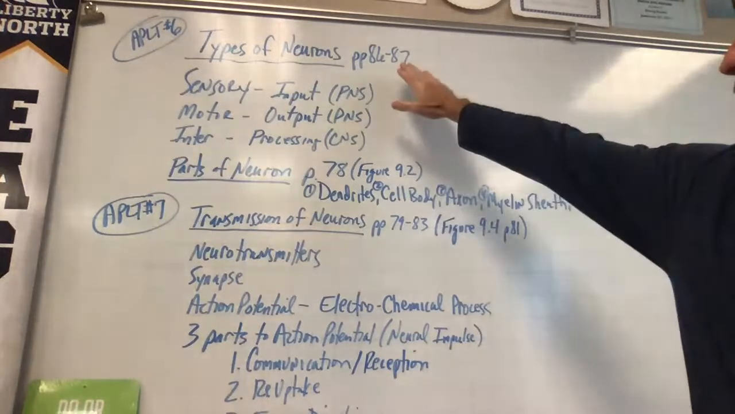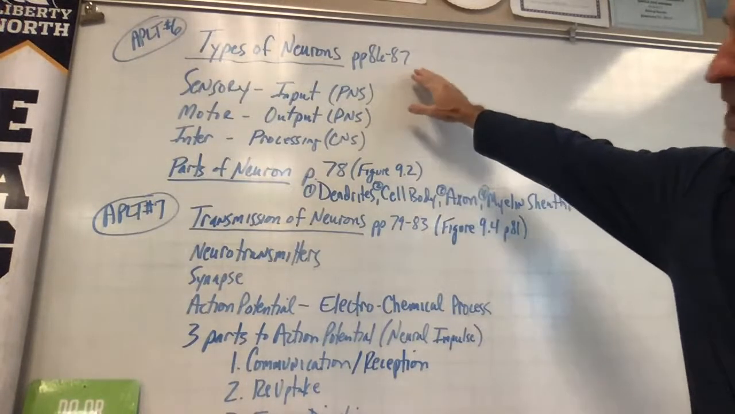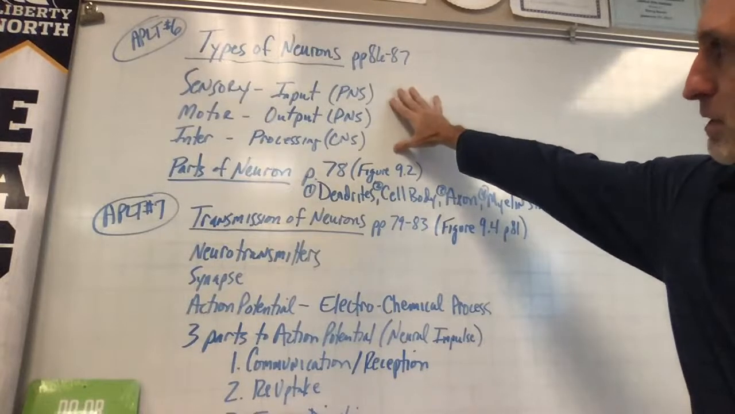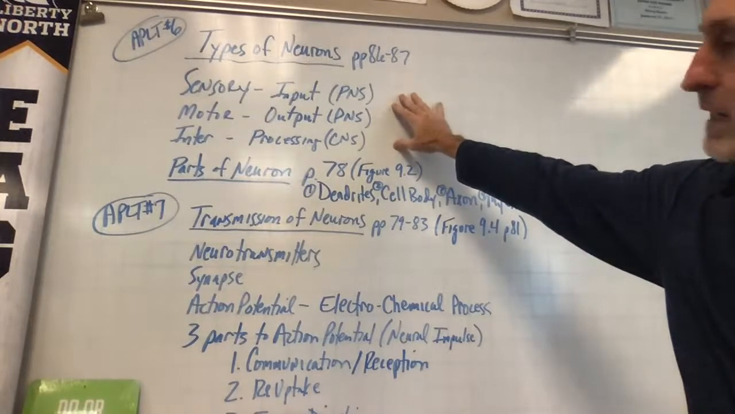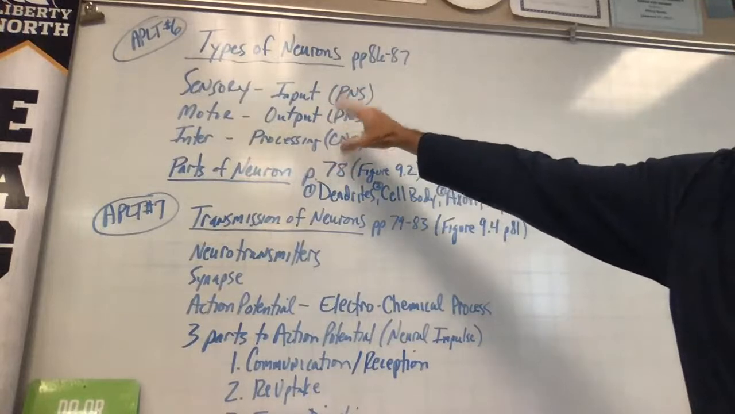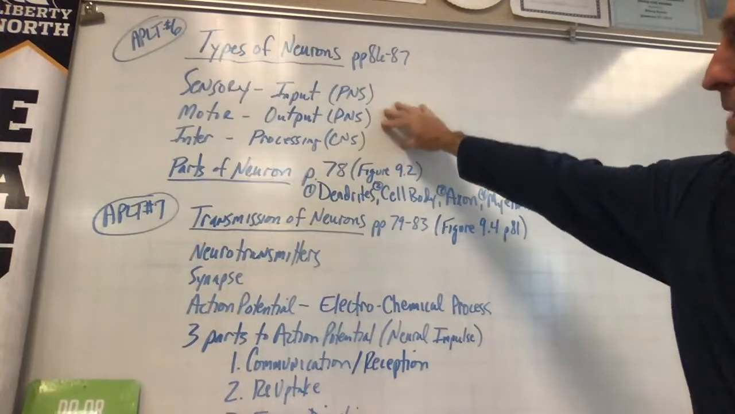What I have here is pages 86 and 87. First thing we need to do before we get to the parts is know that there are 3 types of neurons. And then what I've got is basically what they do and where they are in my nervous system.